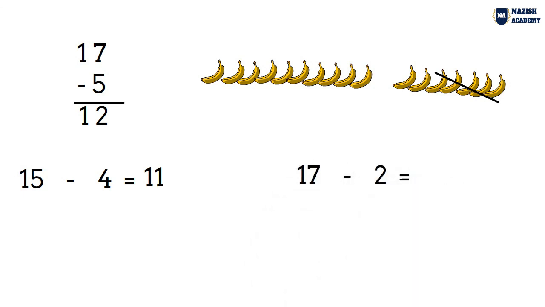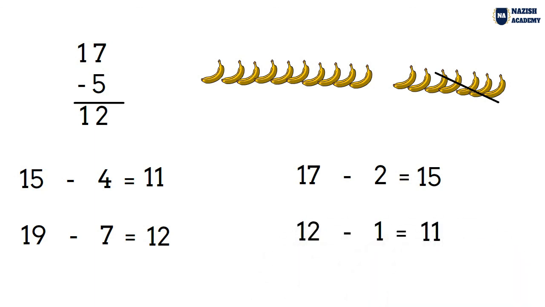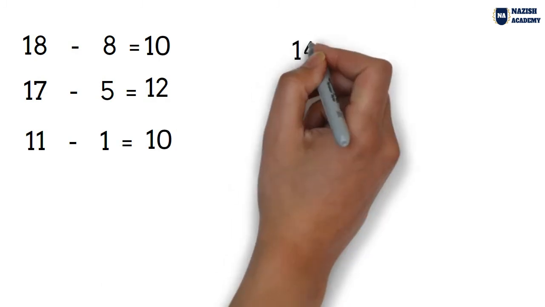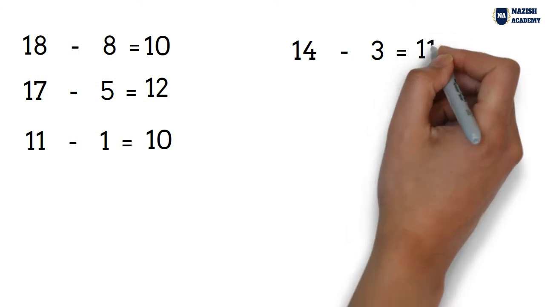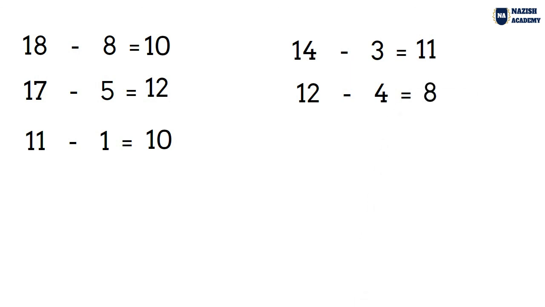15 minus 4 is equal to 11. 17 minus 2 is equal to 15. 19 minus 7 is equal to 12. 12 minus 1 is equal to 11. 18 minus 8 is equal to 10. 17 minus 5 is equal to 12. 11 minus 1 is equal to 10. 14 minus 3 is equal to 11. 12 minus 4 is equal to 8. And 13 minus 0 is equal to 13.